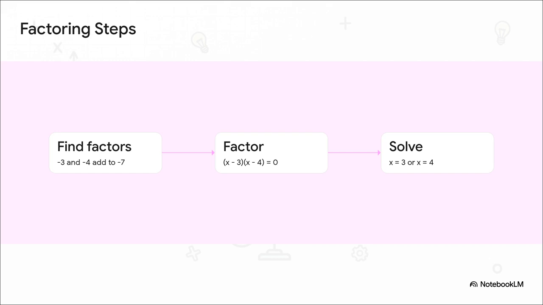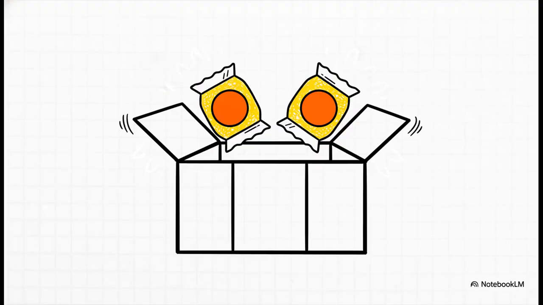Step 3, we just solve each piece. If x minus 3 equals 0, then x is 3. And if x minus 4 equals 0, x is 4. So, the really crucial takeaway here is that our hard work and our orderliness pays off, giving us the clear solutions, x equals 3 or x equals 4. We took that three-part box, unpacked it into two really neat binomials, and revealed the answers right inside.